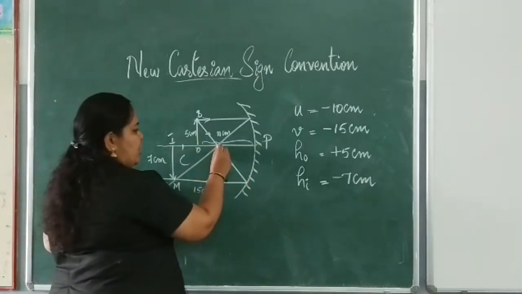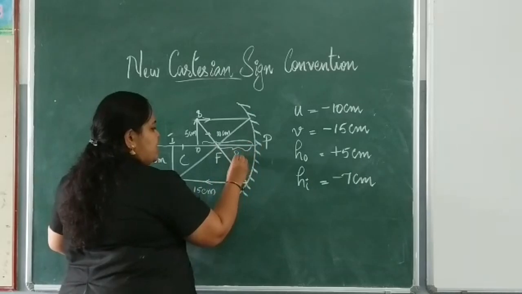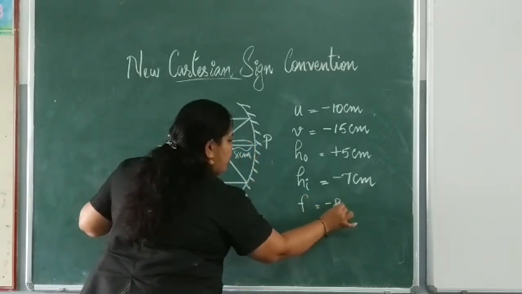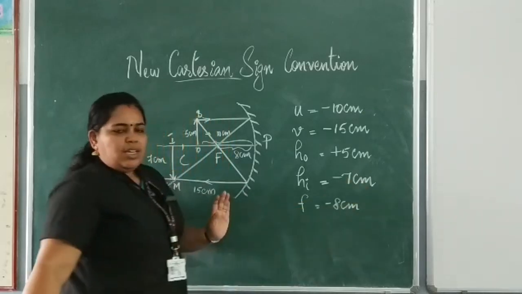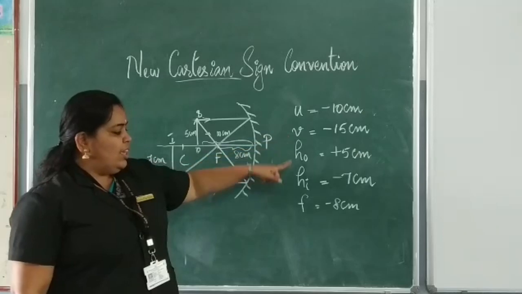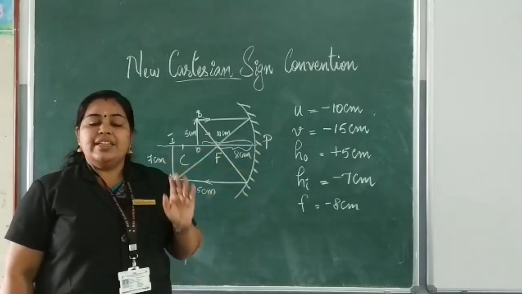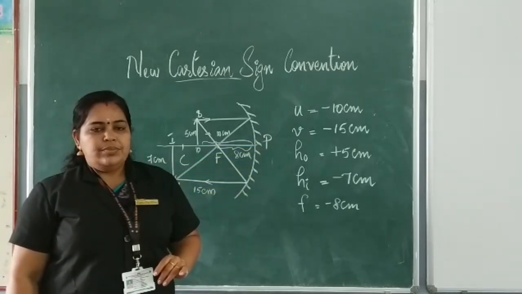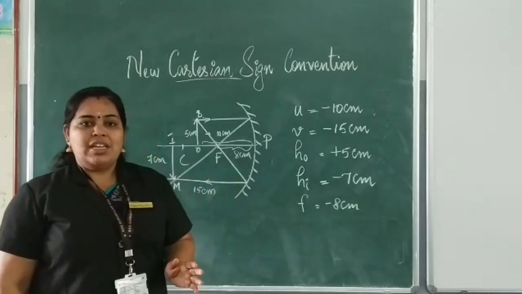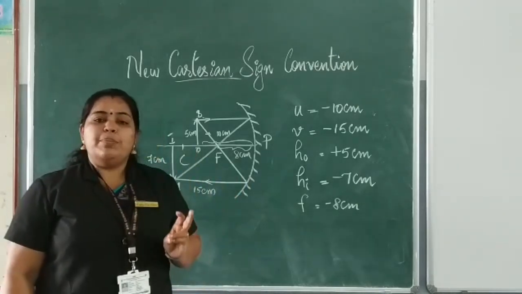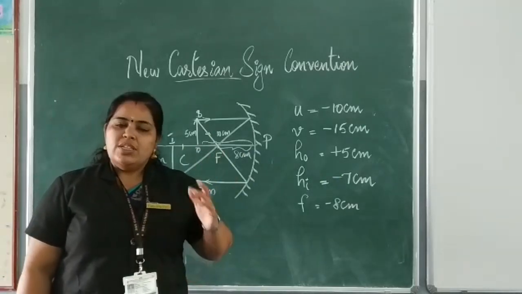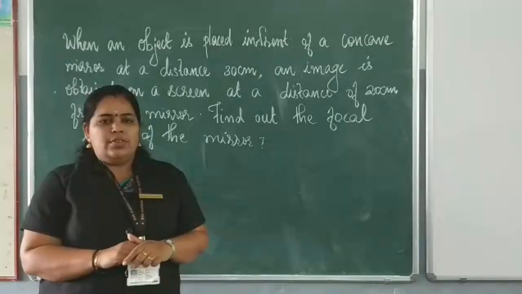For example, if the focal length is 8 centimeter, you will be writing it as F is equal to minus 8 centimeter. So we can tell for a concave mirror U, V and F will be negative. What about a convex mirror? For a convex mirror, V and F will be positive, whereas U will be negative. Okay, so we'll be doing one problem.